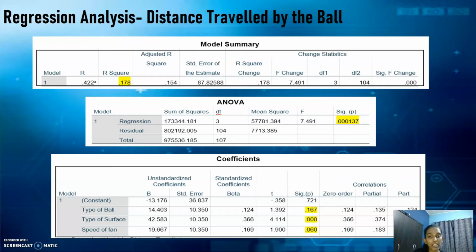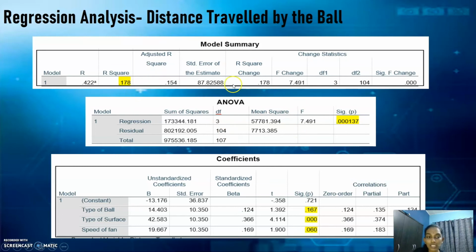For our case, the model fits modestly. Or in other words, I can say the model is not all that good, because there are a lot more individual variables that can influence the response variable which are not in the list. So there are many other factors that can also affect the distance traveled by the ball.